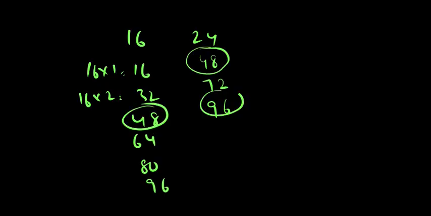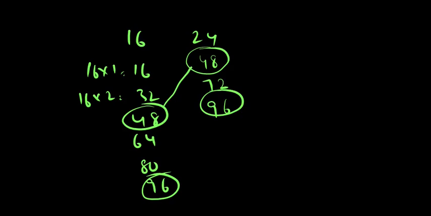In that, the least common multiple is 48 only. So the difference between the least common multiple and a common multiple is this. There may be infinitely many common multiples. In that, the least common multiple will be the first one.